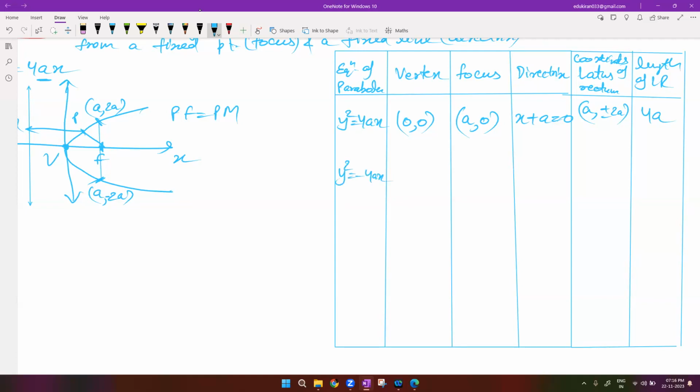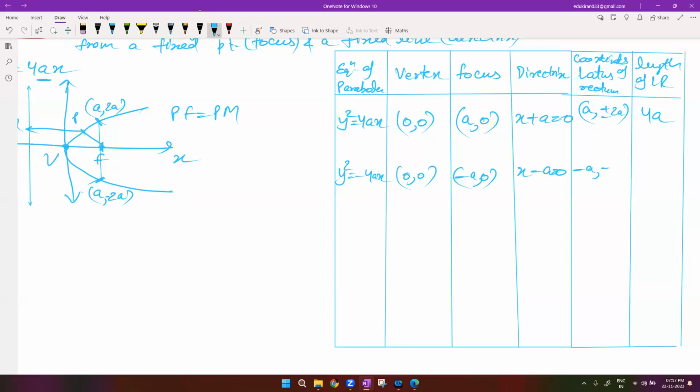Can somebody guess how this curve will be? y square is equals to minus 4x. We have already studied one curve, y square is equals to 4x, so this is the opposite side, right? The vertex will again be 0, 0. The focus will be on the other side, minus a, 0.